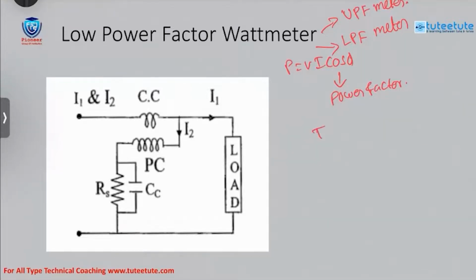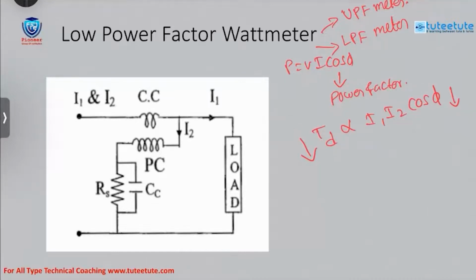From the formula of the dynamometer, TD is directly proportional to I1 I2 cos phi. If cos phi is low, what will happen? The deflection torque will also be less. If a normal wattmeter is used for low power factor measurements, we can't measure the accurate value, because for low power factors the deflection torque is less. It is not able to develop sufficient torque for deflection of the meter.